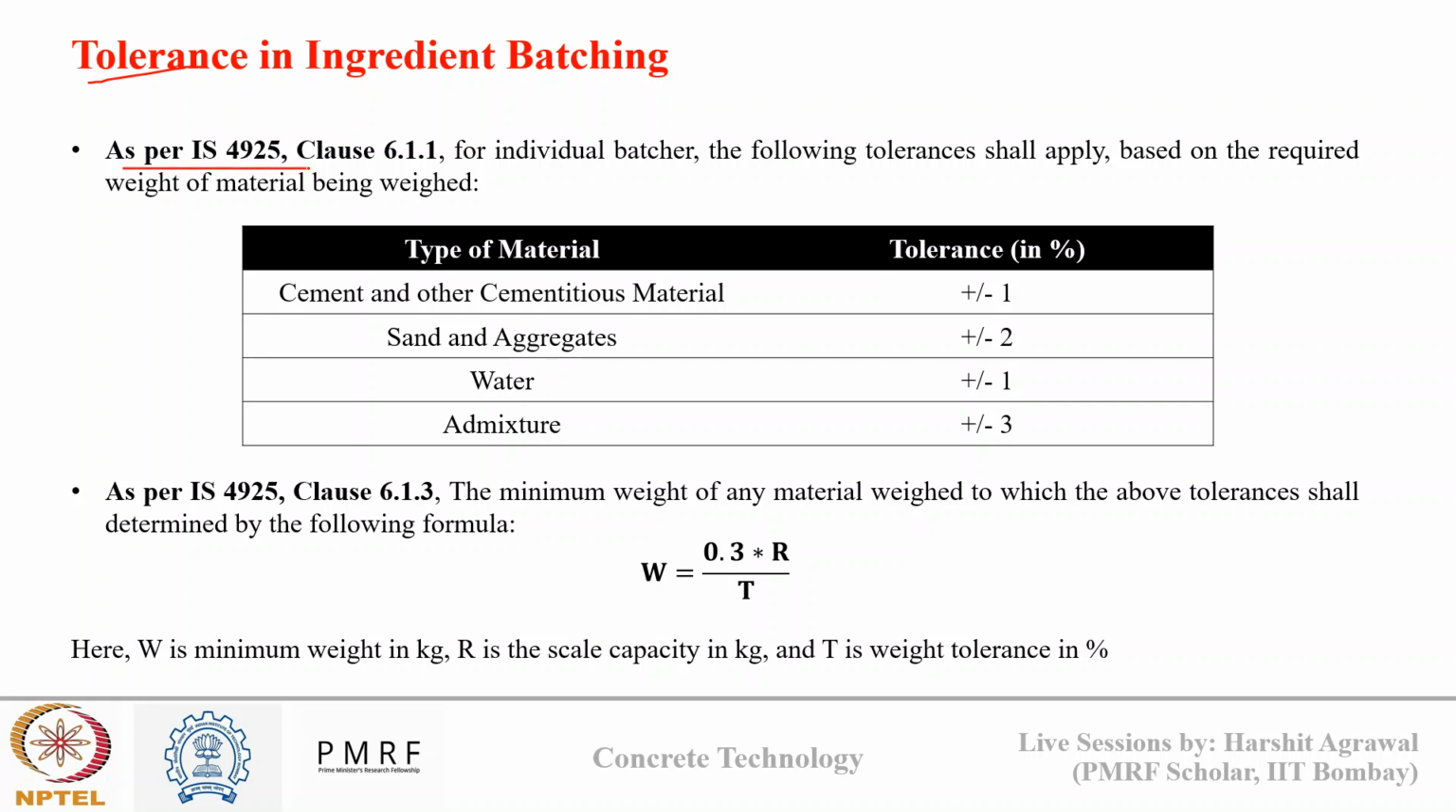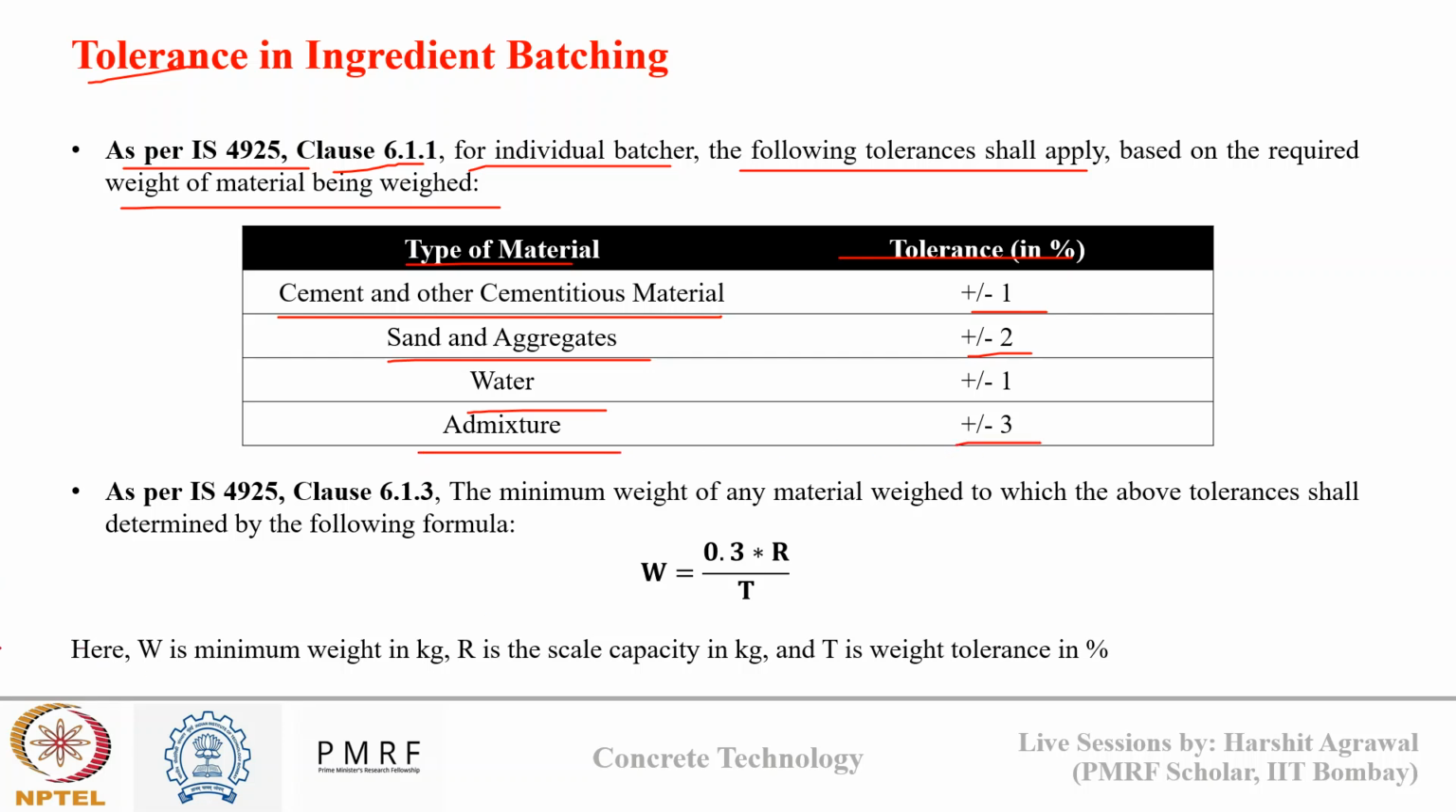As per IS 4925 clause 6.1.1, for an individual batcher the following tolerance limits shall apply based on the required weight of material being weighed. For different types of material, there are different tolerance limits specified by IS 4925. For cement and other cementitious material, it is 1%. For sand and aggregate, it is 2%. For water, it is 1%, and for admixture, it is 3%.